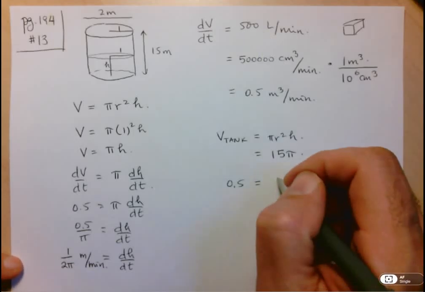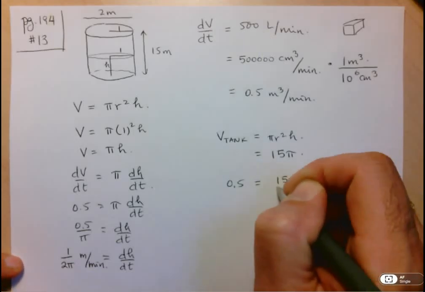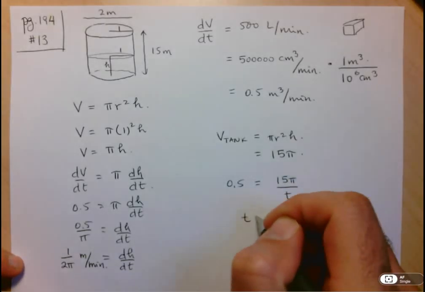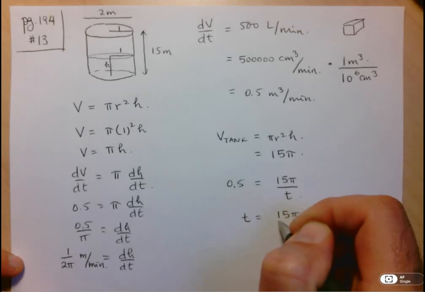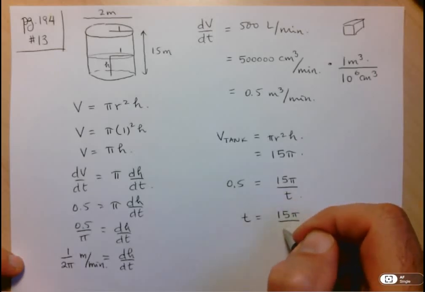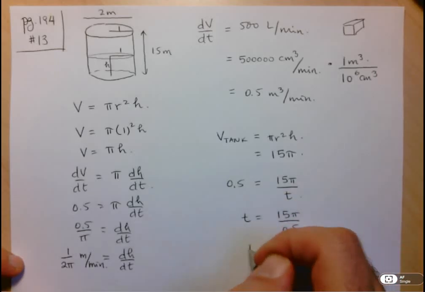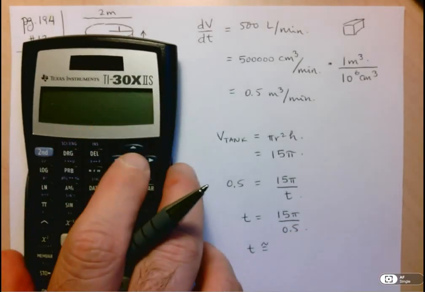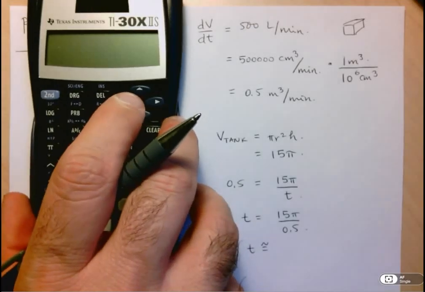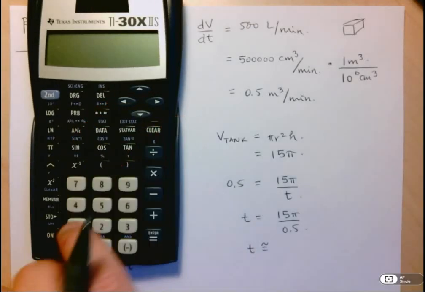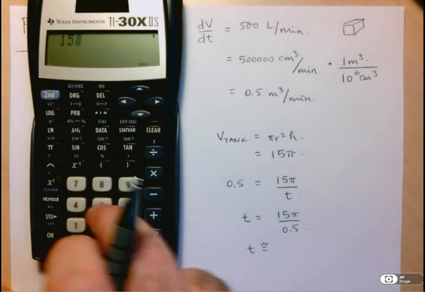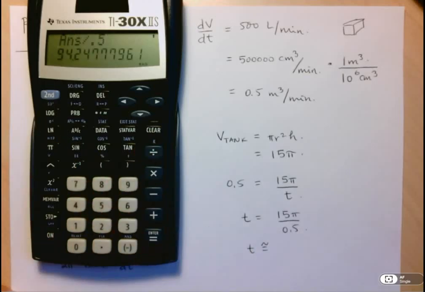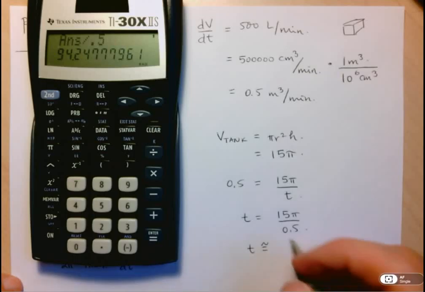Okay. So we take the total volume, and we divide by the rate. So in other words, if I solve this here, the time it takes will be 15 pi divided by 0.5, and that's approximately equal to, again, we can use approximations because we're working with an application question. So here we've got 15 times pi divided by 0.5. Okay, so it looks like we got about 94.25 minutes.